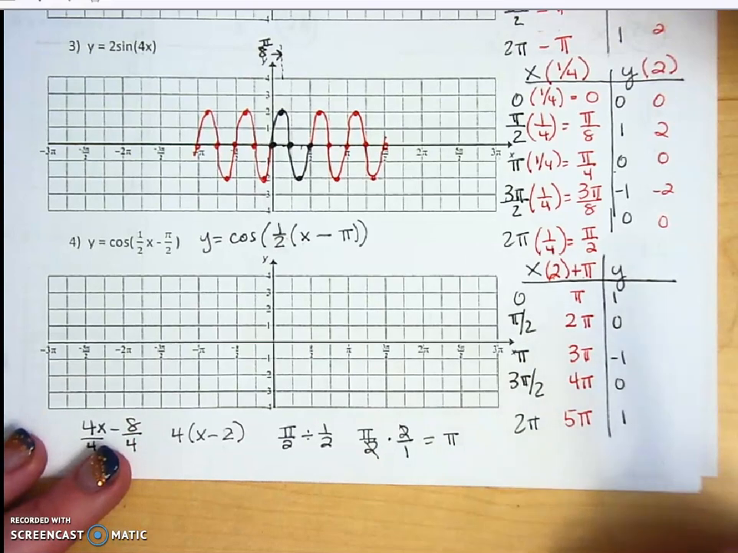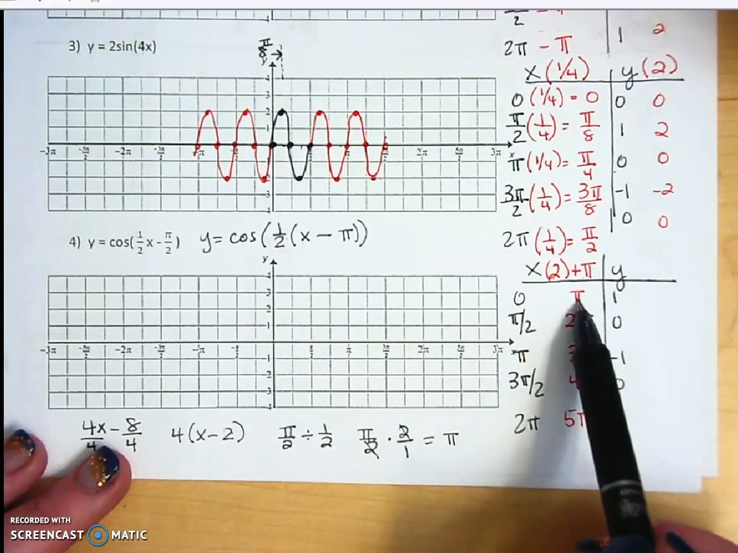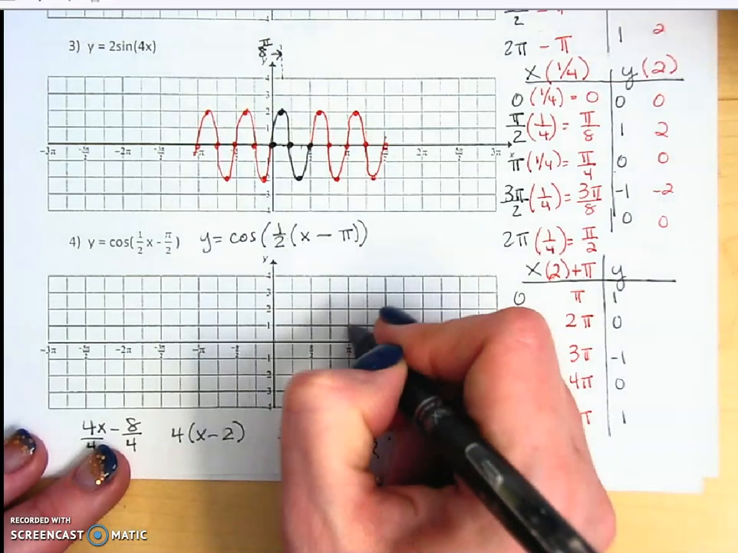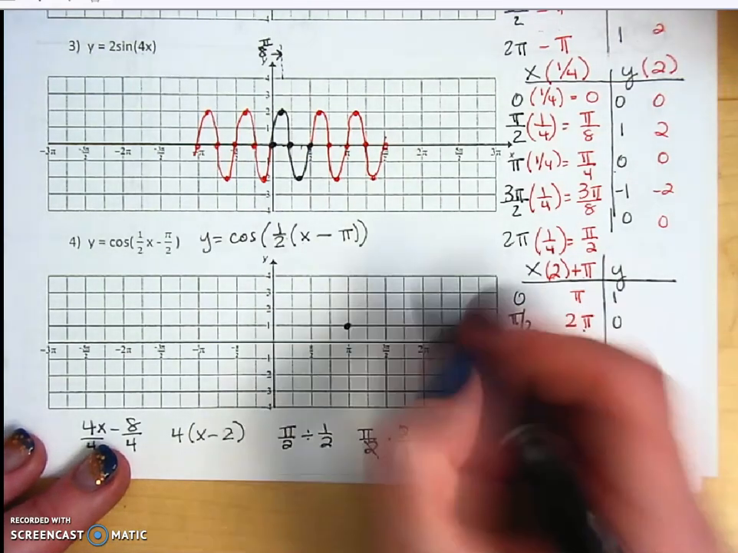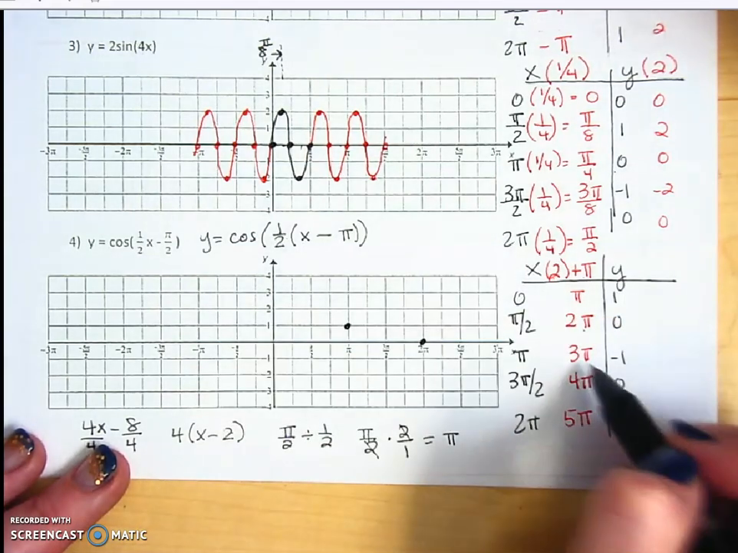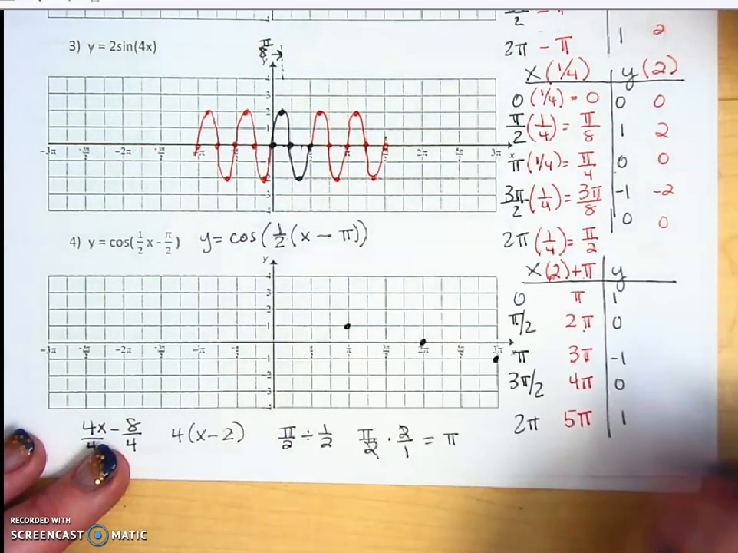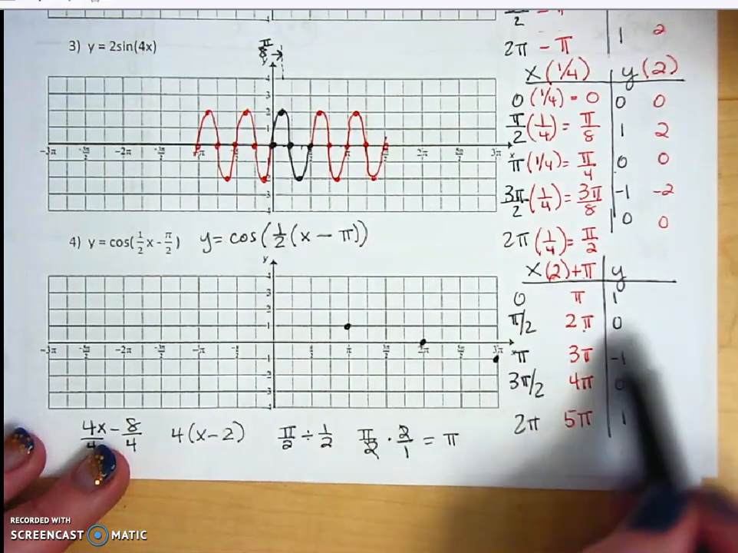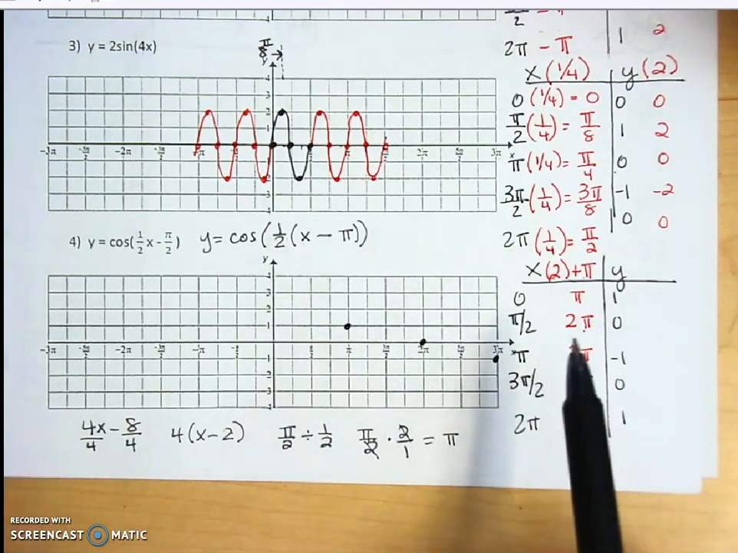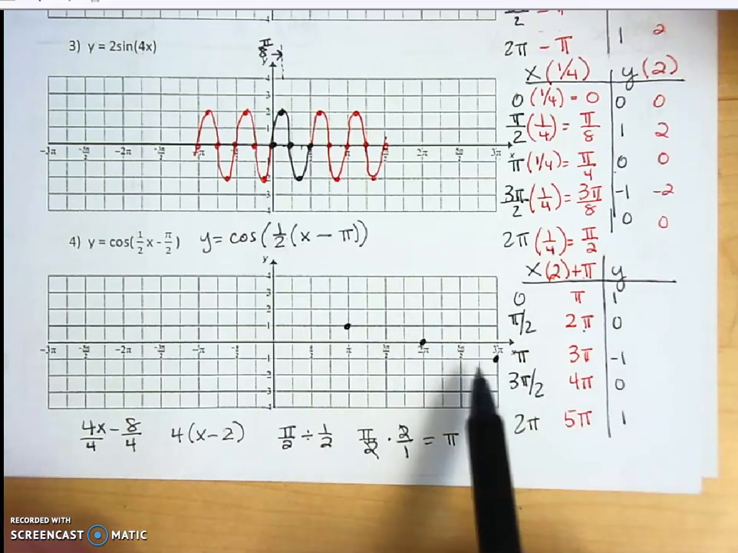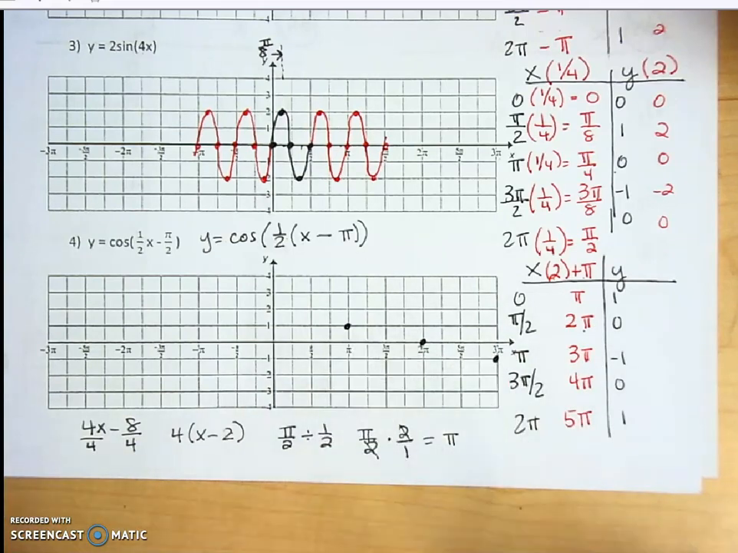So I'm going to start graphing these. My first point is pi, 1. My second point is 2 pi, 0. Then I have 3 pi, negative 1. Now I need to do 4 pi and 5 pi, but they're way off. So what I'm going to do instead is, remember I told you how a cycle has 5 points? So far I've graphed 3, so I need 2 more.